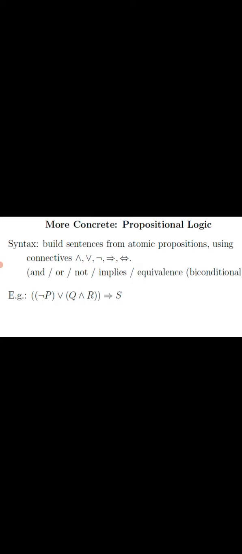Propositional logic. Example: you can give some 1 or 0 to P or some input Q, and you will get yes. It is a built-in sentence, atomic propositions using connectives and, or, not, unidirectional and bidirectional, implies, equivalence. Here is one example for the semantics.